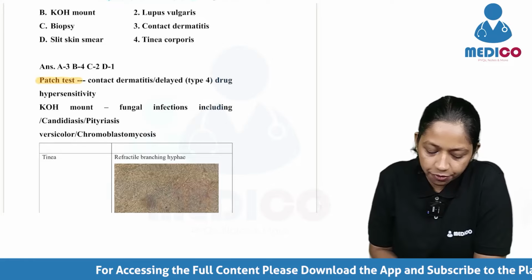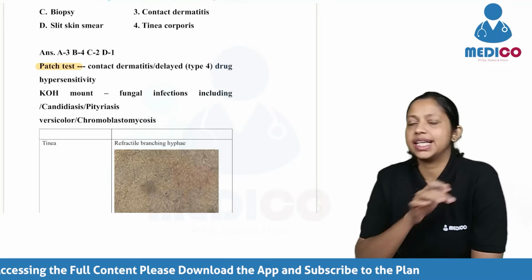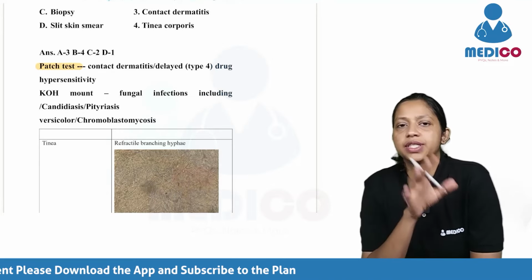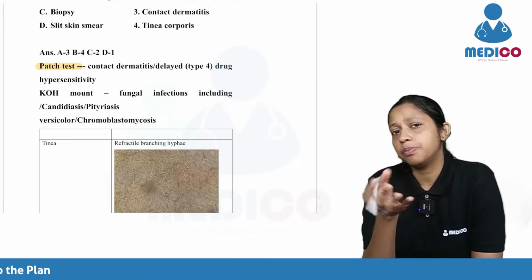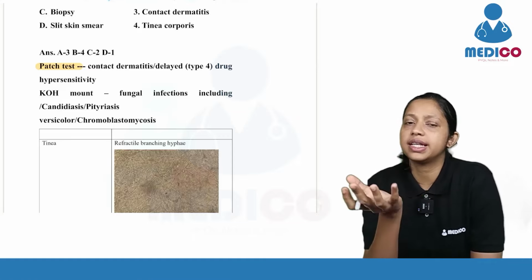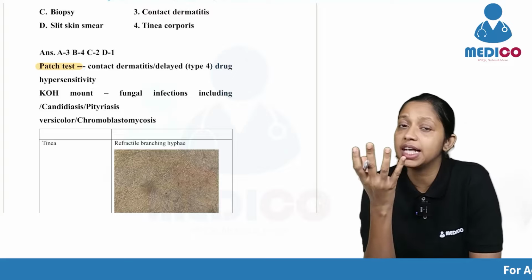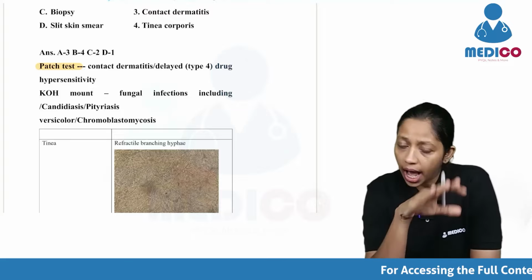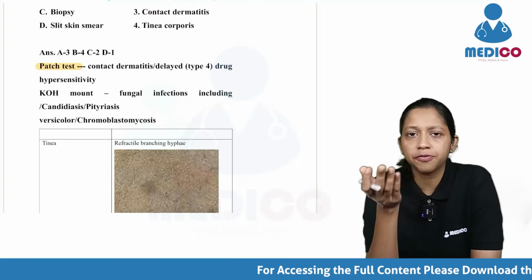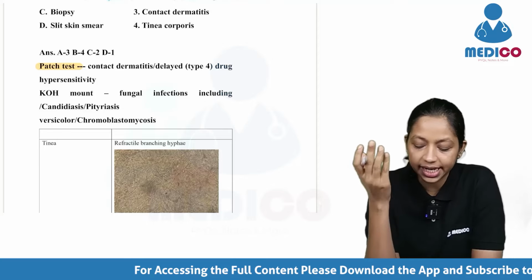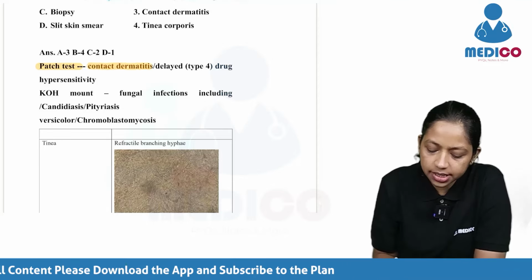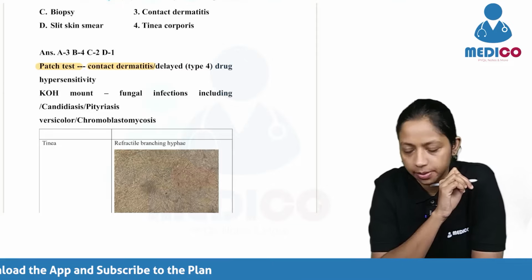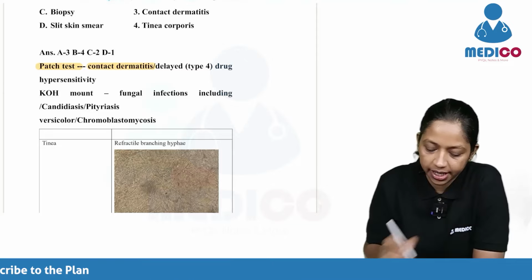So what is a patch test for? So a patch test basically identifies type 4 hypersensitivity. In a type 4 hypersensitivity, what happens? The patient or the person is already sensitized. They have previously been exposed to the antigen, and on a repeat exposure, because of the memory T cells, there is a delayed type 4 hypersensitivity. So the contact dermatitis that patch test detects is an allergic contact dermatitis or type 4 contact dermatitis.